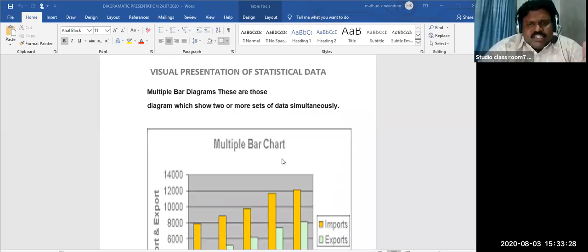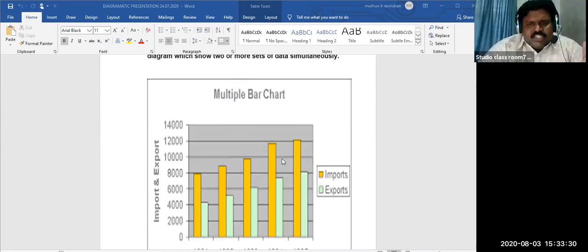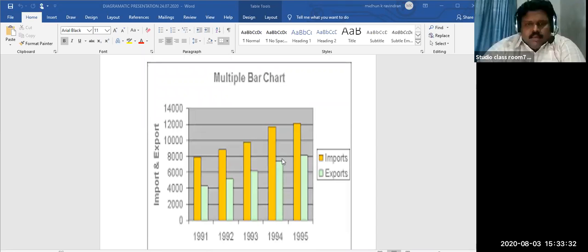Multiple bar diagram. What's the trouble with the multiple bar diagram here? Basically, more than one set of data, two, three, or four, whatever it is. So basically, we are using this method called multiple bar diagram, for more than one set of data, different sets of data.